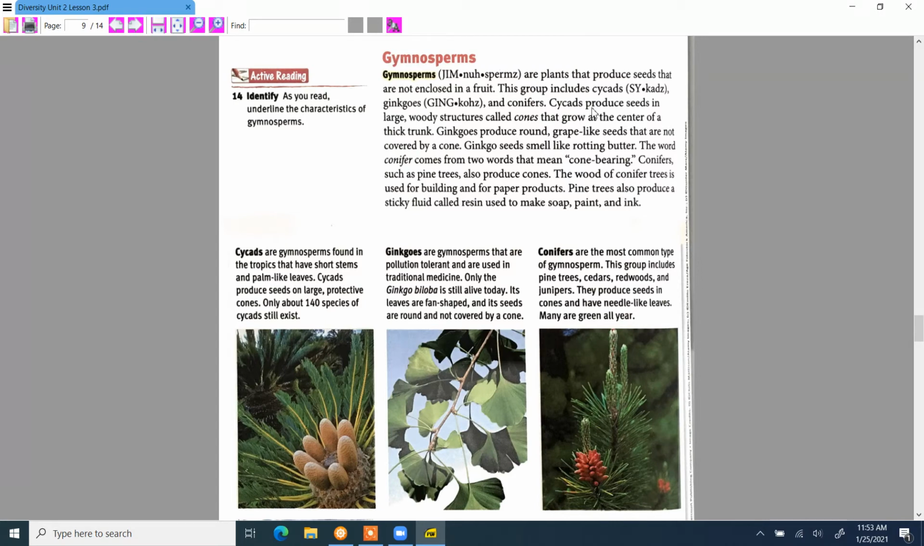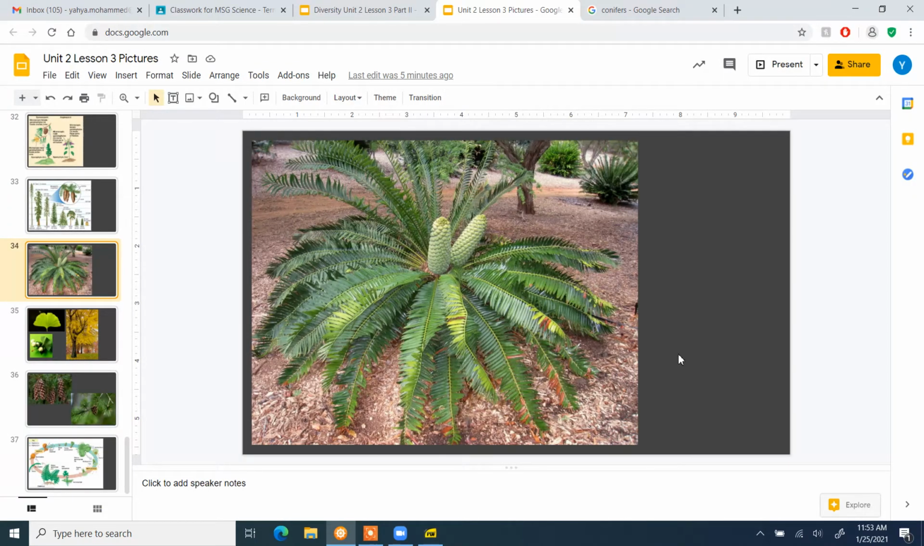Cycads produce seeds in large woody structures called cones that grow at the center of a thick trunk. This picture at the bottom is showing you an example of a cycad. Cycads are gymnosperms found in the tropics that have short stems and palm-like leaves. You notice their leaves are very long, and they look kind of like the leaf of a palm tree. They have very short stems, so they're very short and close to the ground, and they produce seeds in these giant central cones.